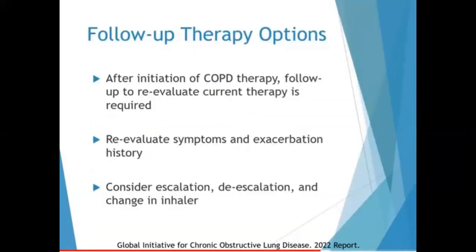As a way of follow-up therapy options, after the initiation of COPD therapy, it's good to follow up to reevaluate the current therapy, see if it is actually working for the patient, see how often the patient is getting exacerbations, and then consider whether you are going to step up your ladder, de-escalate, or have a reason to change the inhaler for the patient.